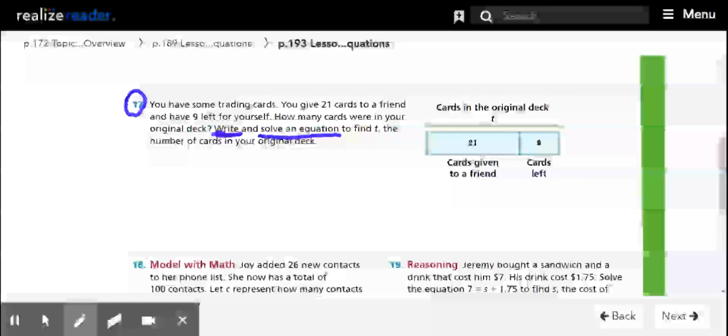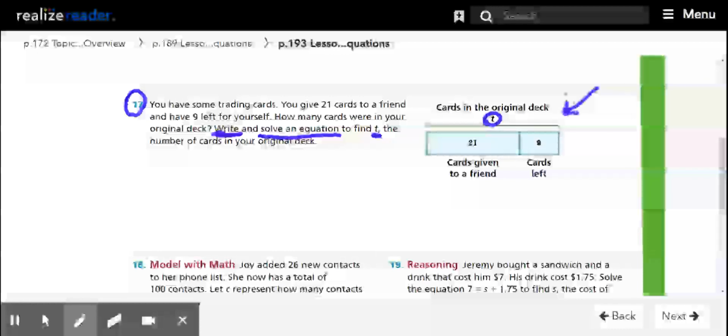So let's take a look at the problem. You have some trading cards. You give 21 cards to a friend and have 9 left for yourself. How many cards were in your original deck? Write and solve an equation to find T, the number of cards in your original deck. So they're looking for T. Okay, T would be like the trading cards.